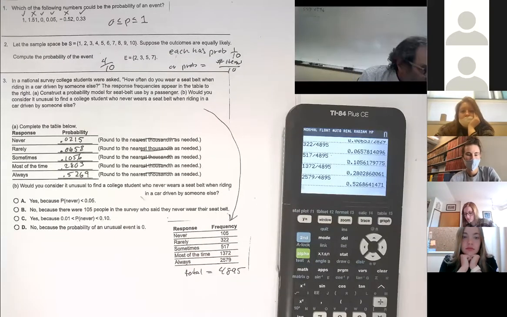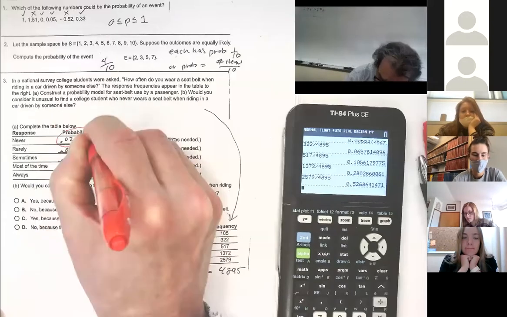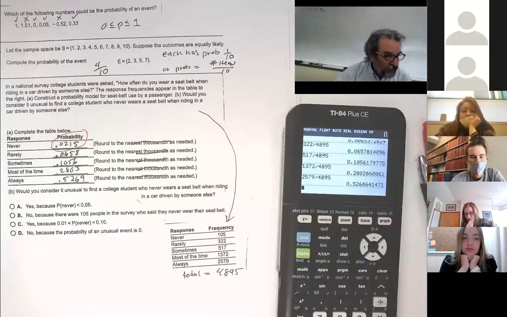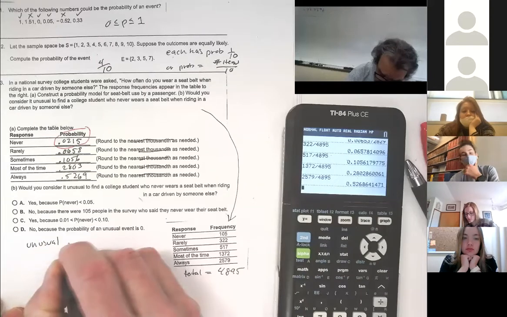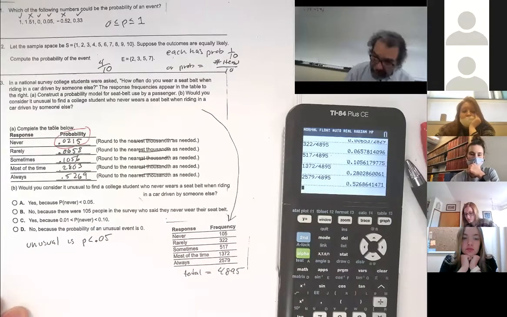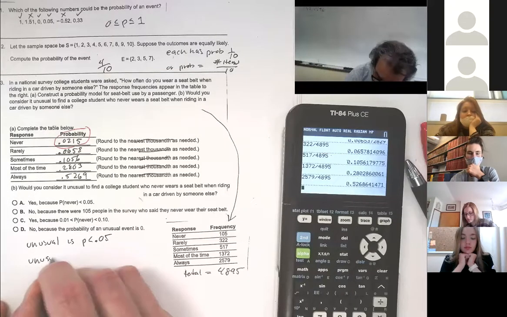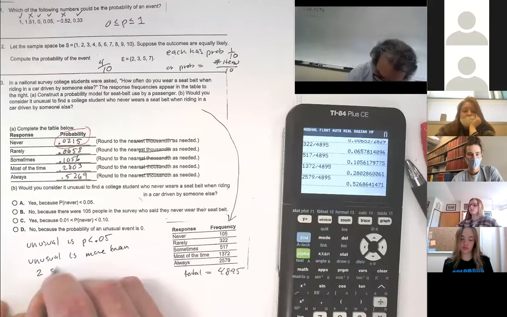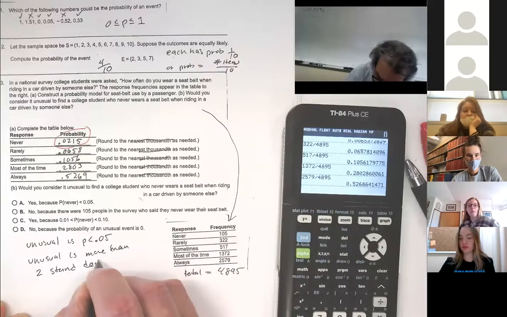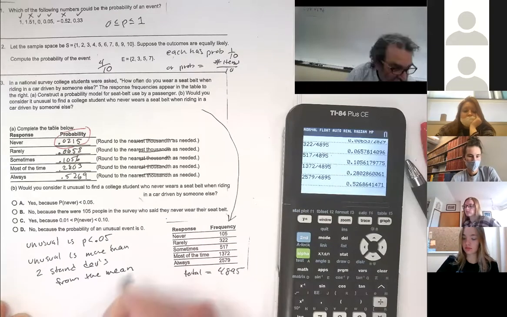Would you find it unusual to find a college student who never wears a seatbelt when riding with someone else? So this number here is never. We have 2 strategies for unusual. Unusual is p less than 0.05. And we also have that unusual is more than 2 standard deviations from the mean. So those are 2 characterizations of unusual.